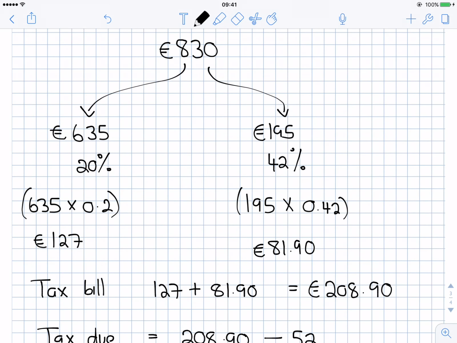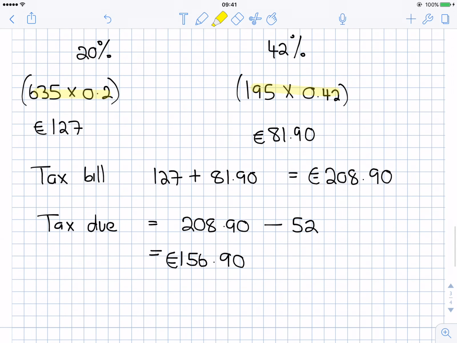Okay, so his 830 gets split into 635 and 195. 20% on the lower amount, 42% on the higher part. These are the tax that are due. Add them together, we get €208.90. And then we take off his tax credits, €52, leaving us with €156.90.